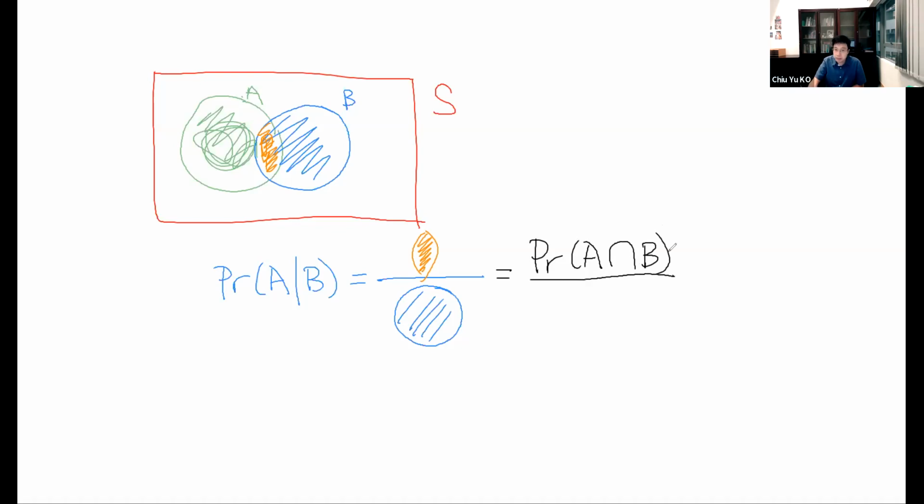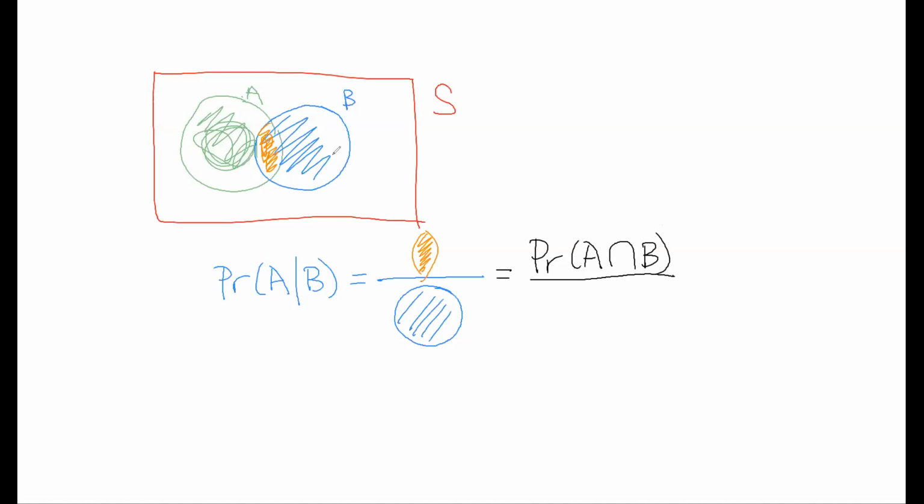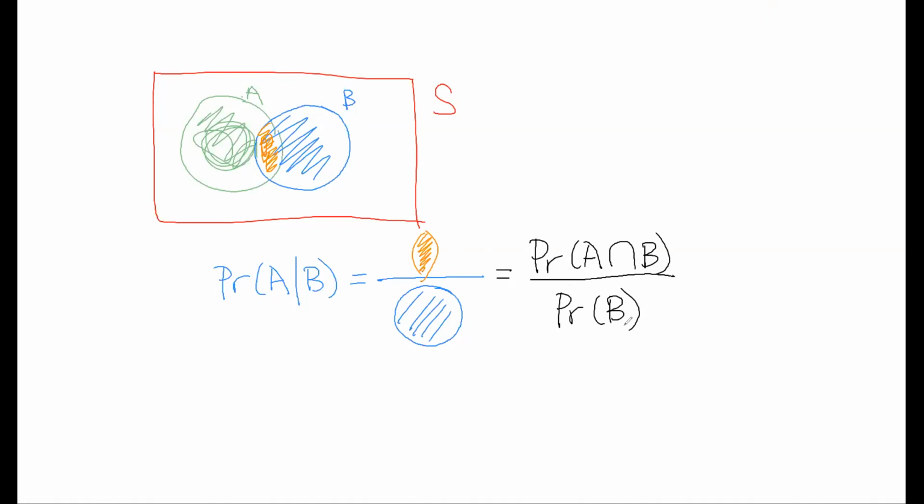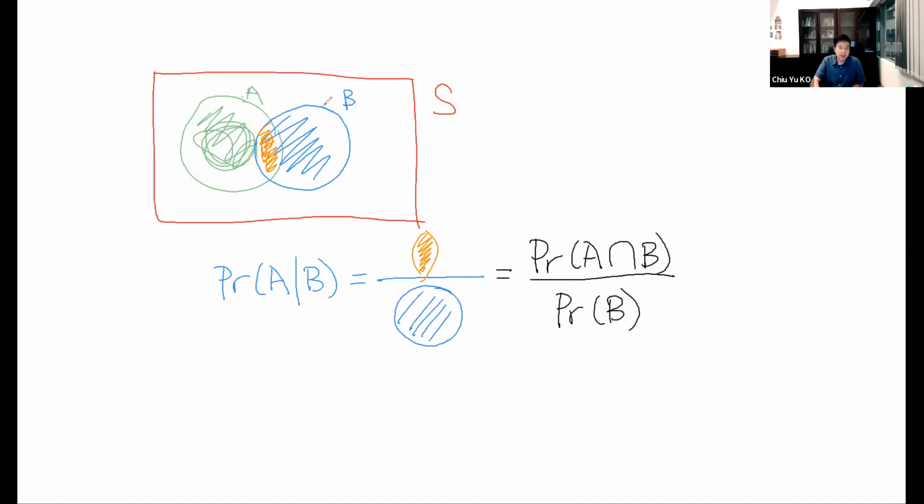But now we want to make everything become one, because probability cannot be above one. So that's why you have to divide by the sample space, which is B, to normalize it. Why not divide by A? Because B must be happening. B is the new sample space.